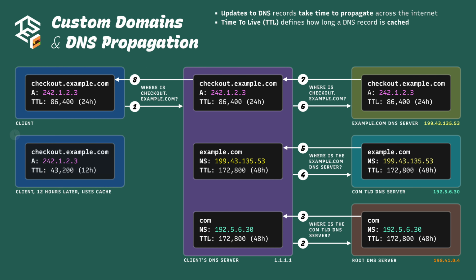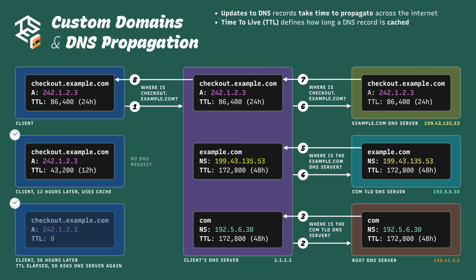That means if the client wants to find checkout.example.com again 12 hours later, it doesn't have to make a DNS request. The DNS record is still in its cache from the original request because the TTL still has 12 more hours to go. However, 36 hours later, after the TTL on the cached record has elapsed, the DNS record is considered out of date and is purged from the client's DNS cache. At that point, the client must once again reach out to its DNS server for help.